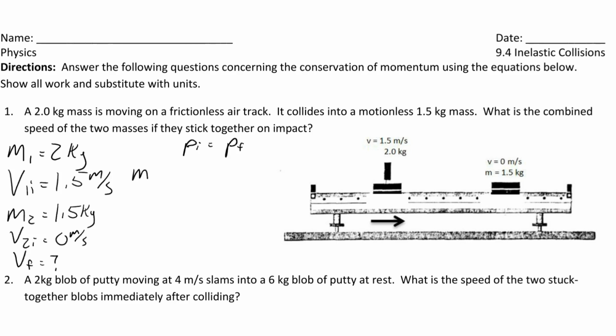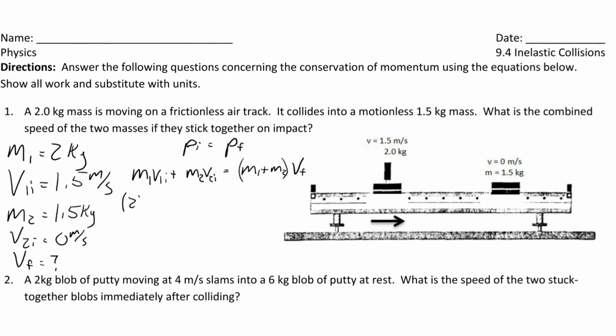So the combined momentum of both carts is equal to the final momentum of the cart-block system, M plus M. So the masses combined and they move off with some final velocity. This is M1 and M2, and initially they are separate. So we write them separately here.